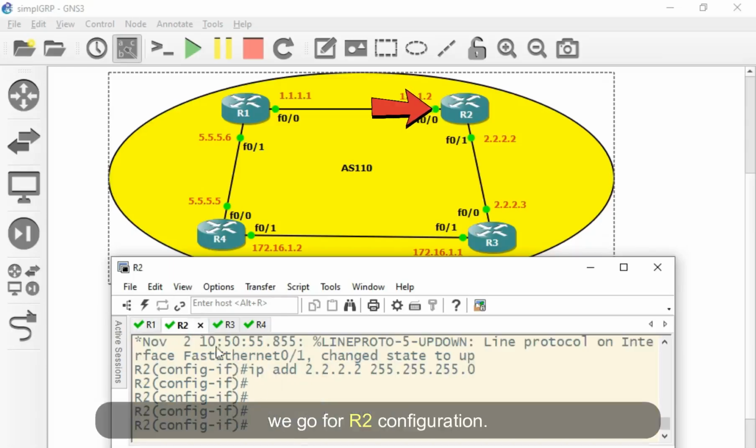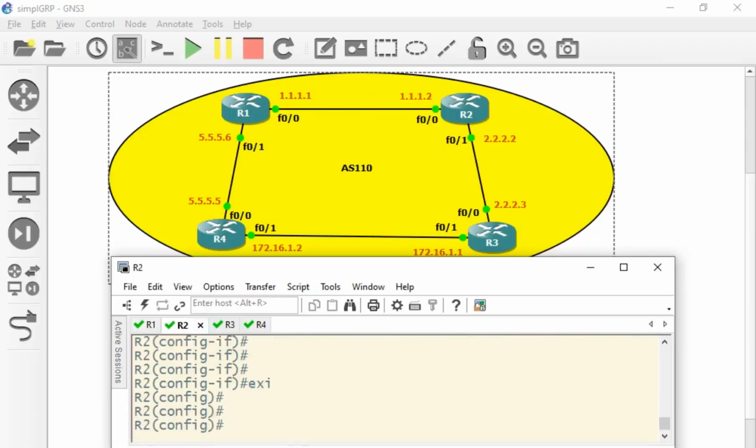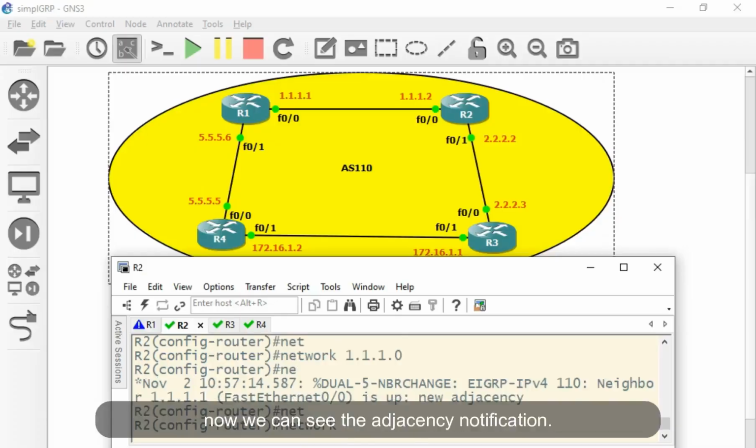We go for R2 configuration. We do the same as what we did at R1. Now we can see the adjacency notification.